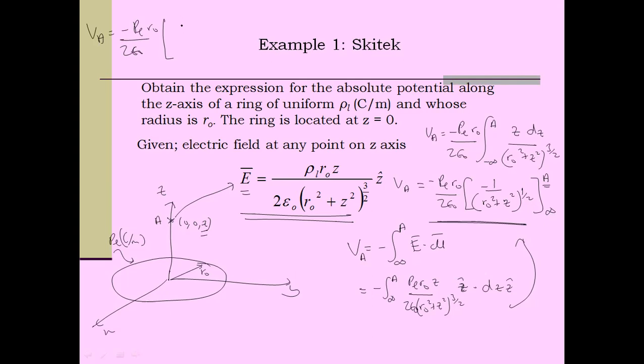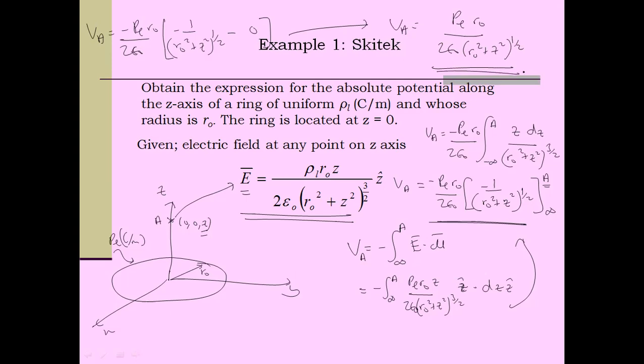So that will give us negative 1 over R naught squared plus Z squared to the power of half. And we substitute the infinity into the Z. For the second part, that will give us 0, minus 0. So in the end, the potential at point A shall be equal to positive rho L R naught divided by 2 epsilon naught, square root of R naught squared plus Z squared.